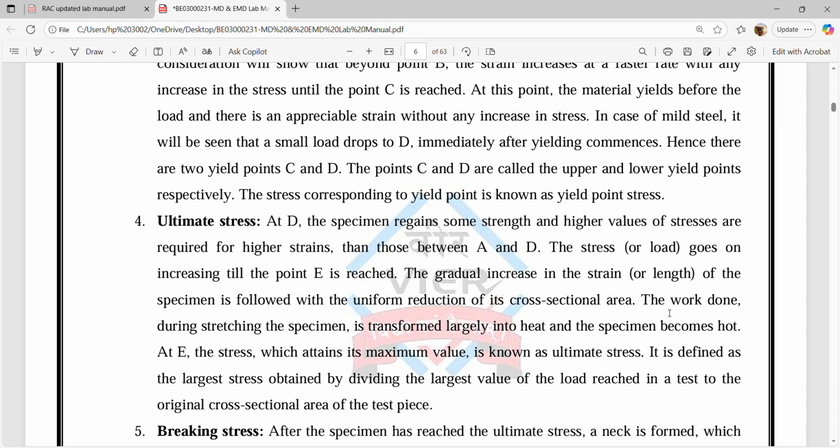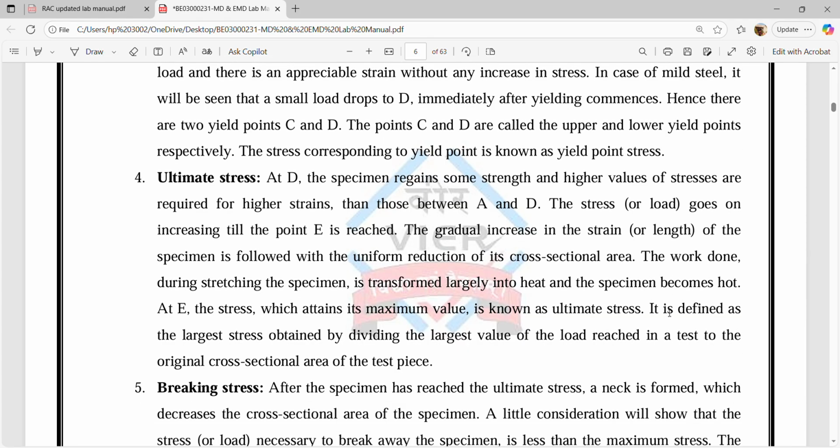At capital E, the stress which attains its maximum value is known as ultimate stress. It is defined as the largest stress obtained by dividing the largest value of the load reached in a test by the original cross-sectional area of the test piece.